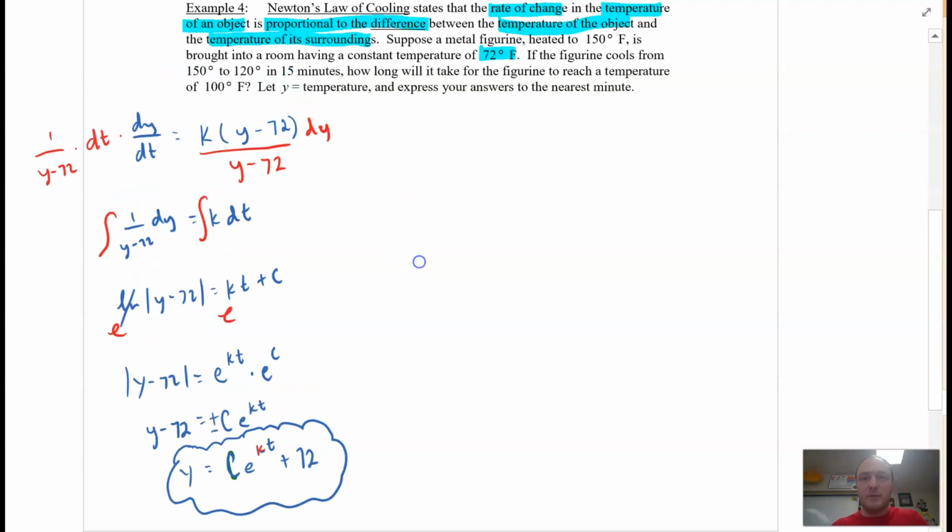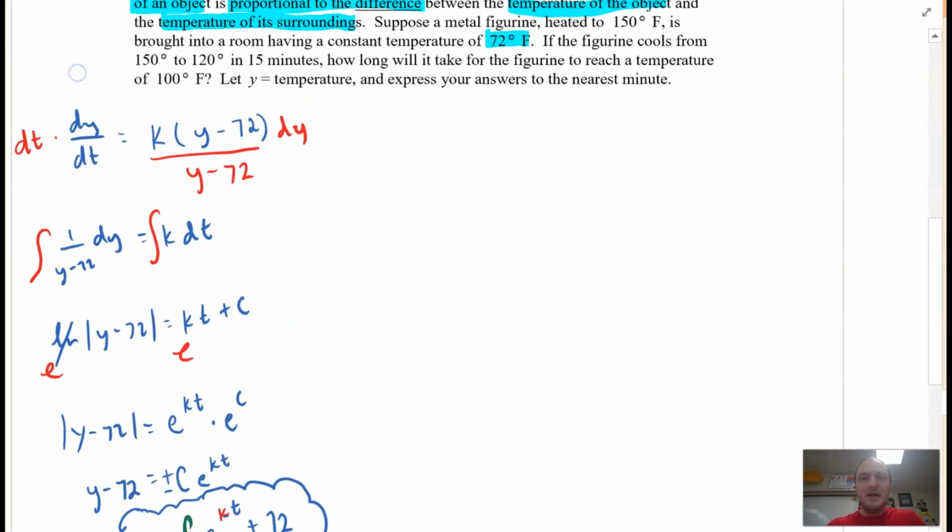Now, the first piece of information here says that if the figurine cools from 150 degrees to 120 degrees in 15 minutes, how long will it take for the figurine to reach a temperature of 100 degrees Fahrenheit? And they say let y equal the temperature, express your answers to the nearest minute.